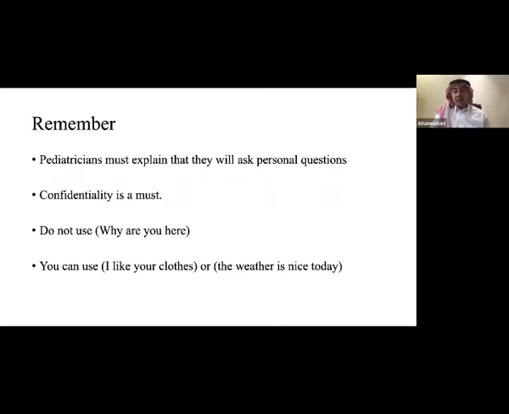You can't use "why are you here." As I mentioned, you need to get more of an introduction to the patient. Let's say, "I like your clothes today." You need to open up. You can mention, "Oh, the weather is so nice today. What do you think?" This at least gives you a hint that this teenager can share their personal, sensitive information with you.